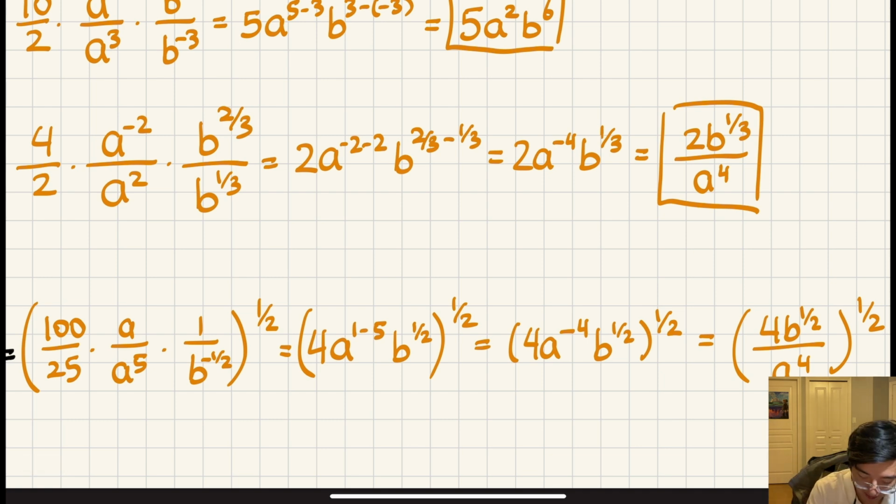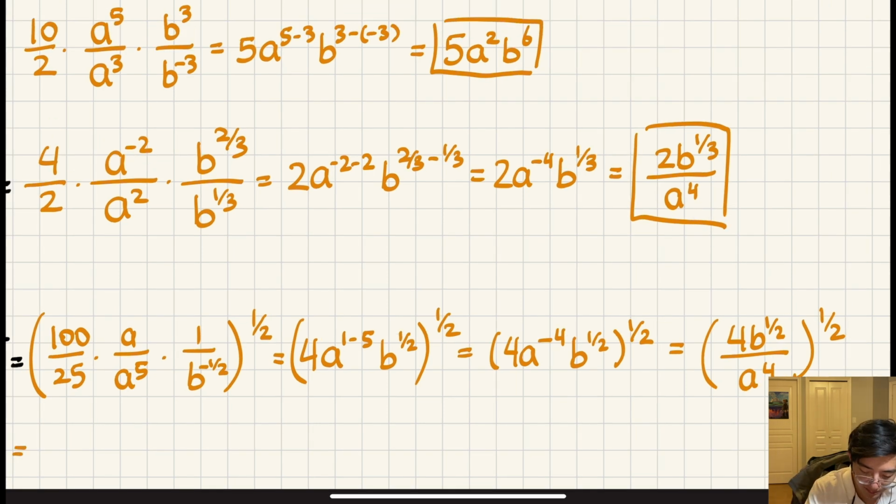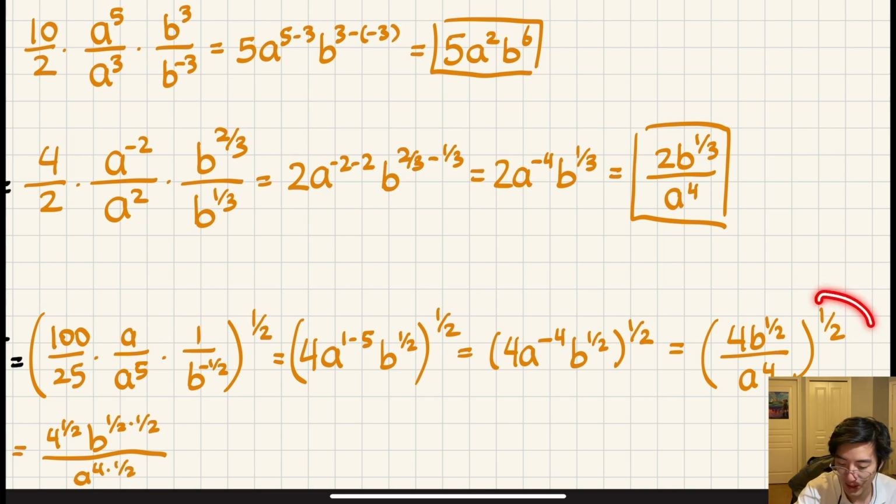We have to get rid of it somehow. So what we can do is exponentiate. I don't know if that's a word. But exponentiate everything to the power of 1 over 2. So we have a to the power 4 times 1 over 2, right? So all we're doing here is spreading this exponent to everything inside the bracket.